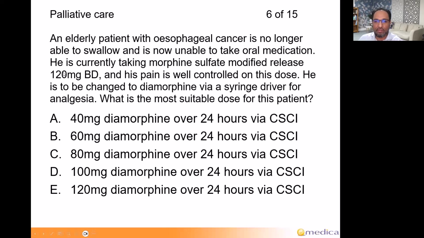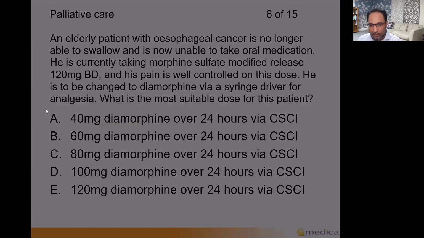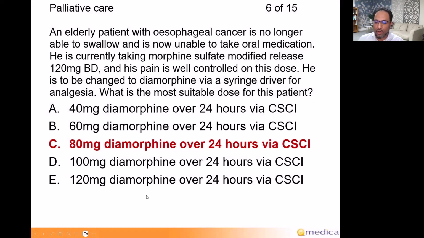Okay, so what we've got is someone taking 120 milligrams twice daily of modified release morphine, and their pain's well controlled. The reason they're changing now to a syringe driver is the nature of their disease now, the progression means they can't swallow. So the correct answer is C, 80 milligrams over 24 hours. CSCI is continuous subcutaneous infusion, i.e. a syringe driver. You can see it's just a slow amount over 24 hours, and it's subcutaneous rather than intramuscular.